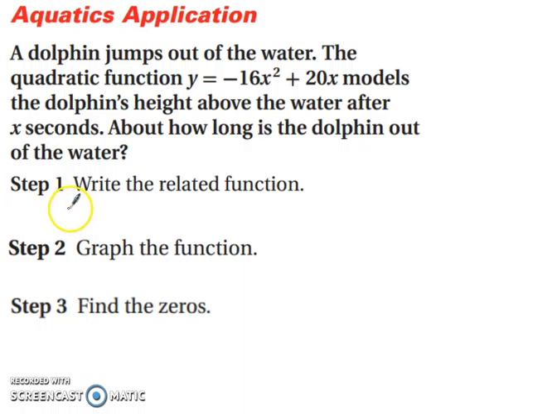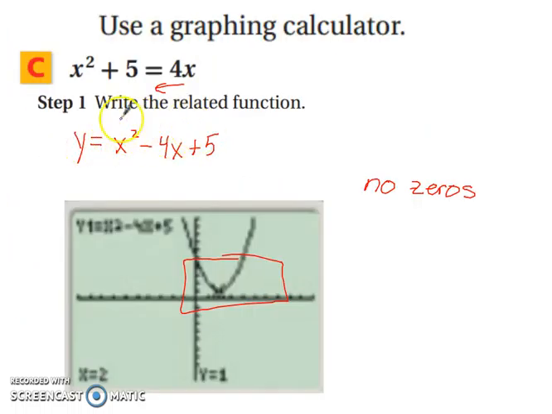So our related function is going to be y equals -16x squared plus 20x. And then we graph it. So similar to the way you graphed the problem here, where you plugged in your related function into the calculator, you're going to do the same thing again. Keep in mind, if you're not able to view your graph, you may need to change your window to get a better image of what you're looking for.